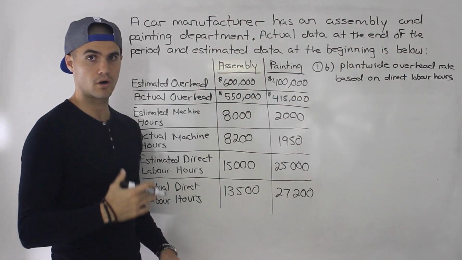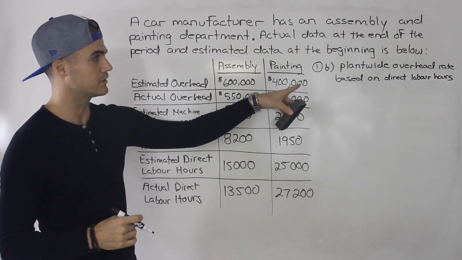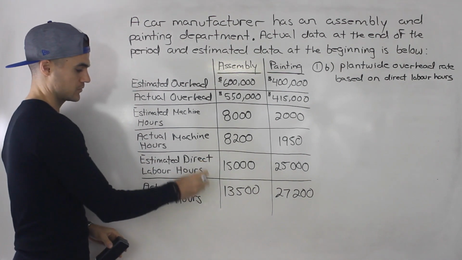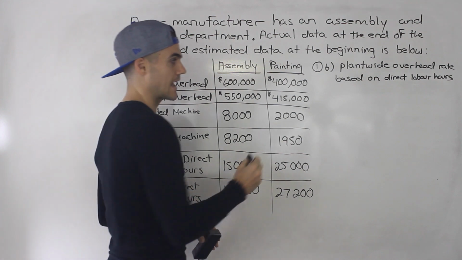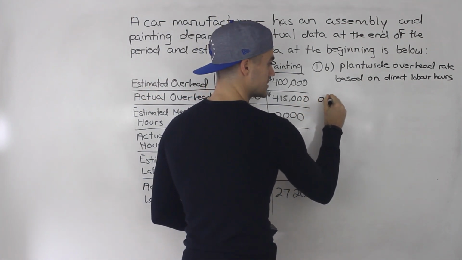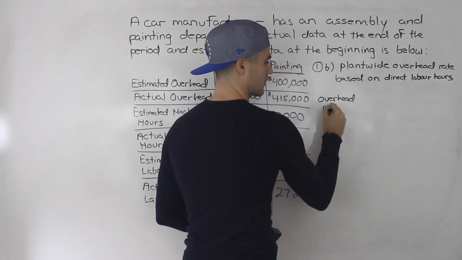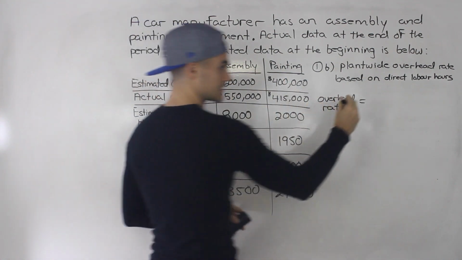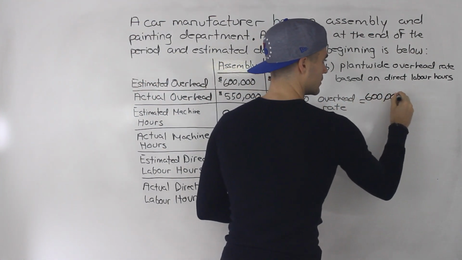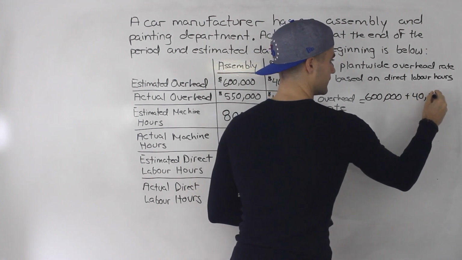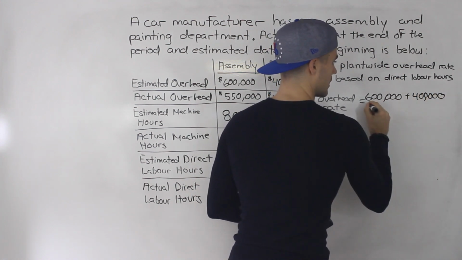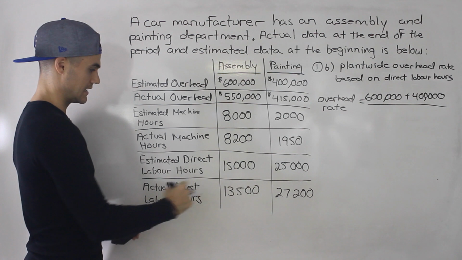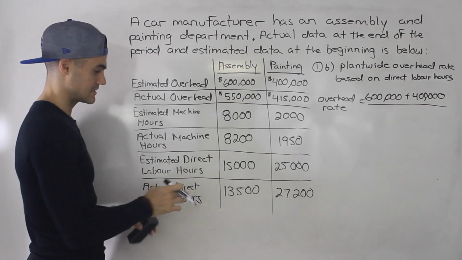So let's move on to part B of number 1, where we apply a plant-wide overhead rate based on direct labor hours. Before it was machine hours, now we're working with direct labor hours. The process is exactly the same. We have to get our predetermined overhead rate. It's the estimated amount of overhead, the 600,000 plus the 400,000, divided by the estimated amount of the cost driver, which is happening at the beginning of the period. The cost driver in this case is the direct labor hours.